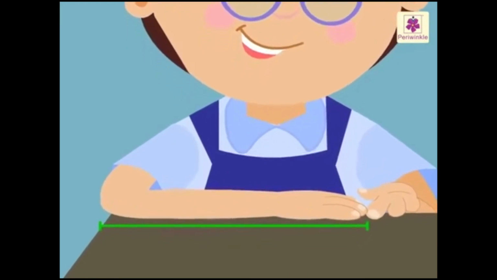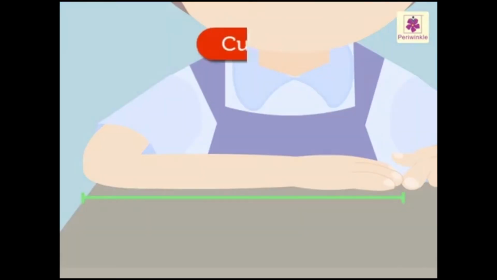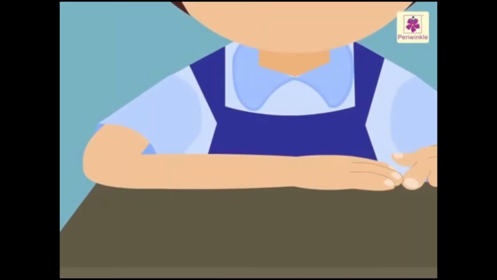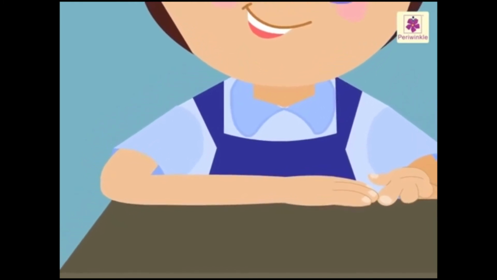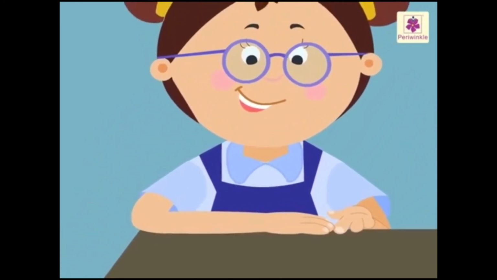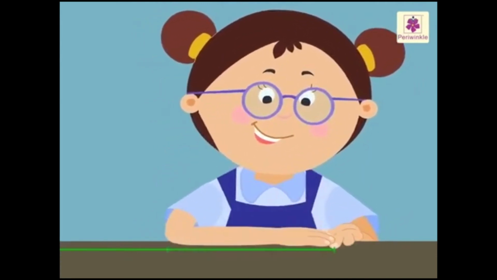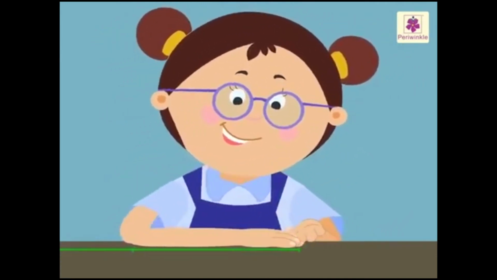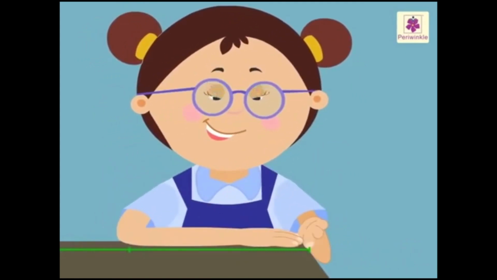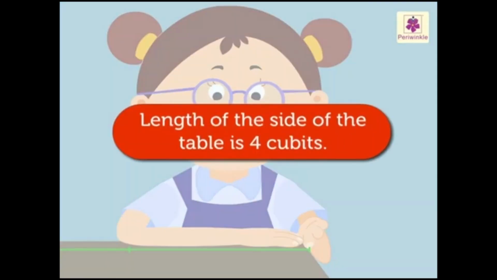Now, let's see how to measure with cubit. Cubit is the length from the elbow to the end of the fingers. Now, Lisa is measuring the side of the table with her cubit. 1, 2, 3, 4. So, the length of the side of the table is 4 cubits.